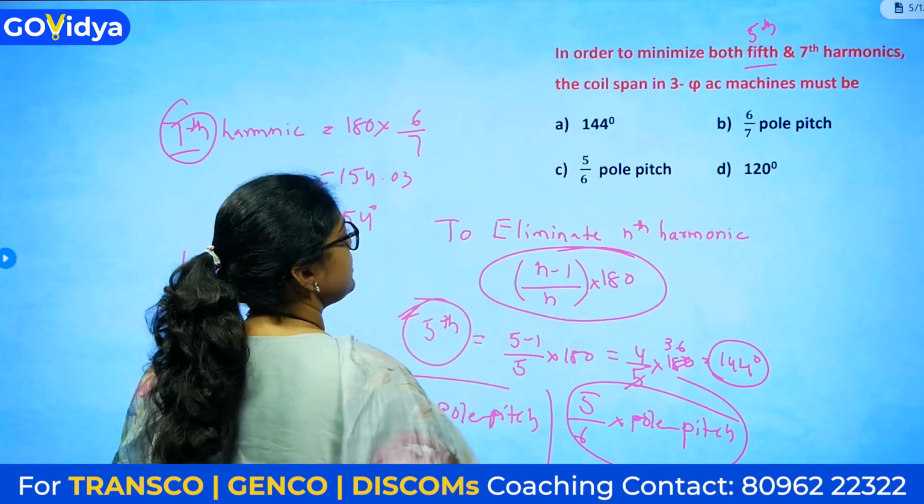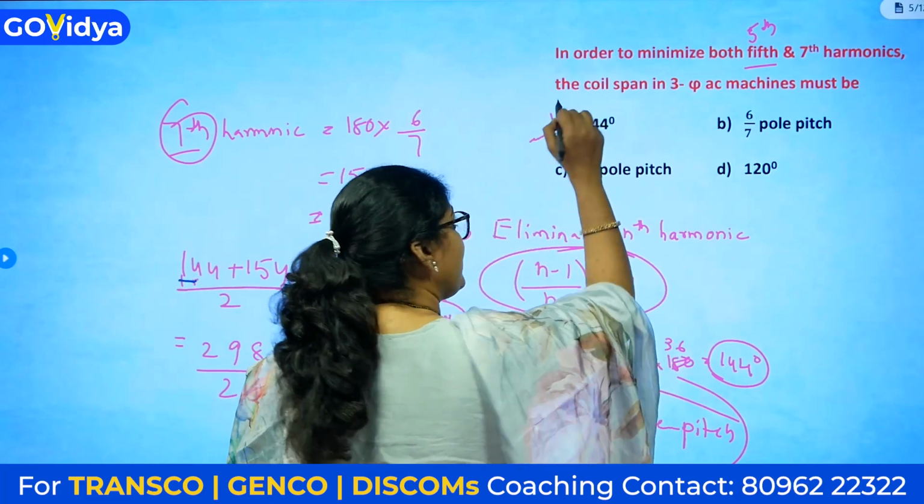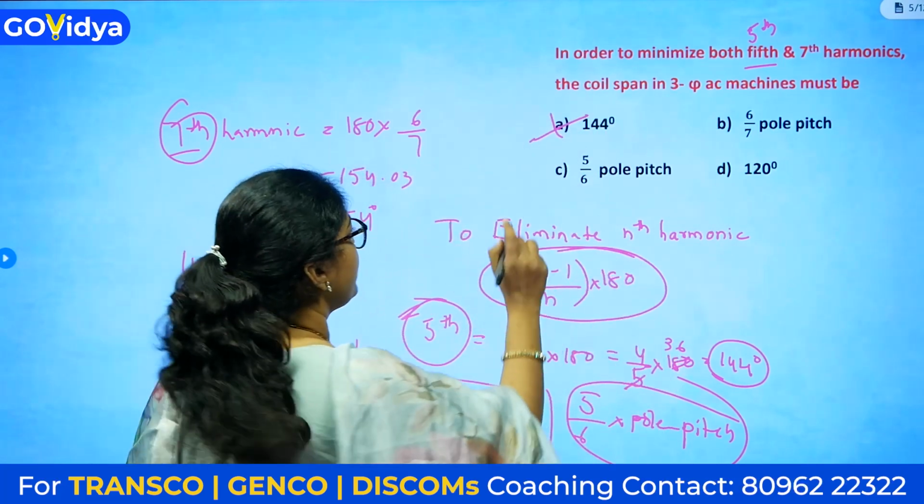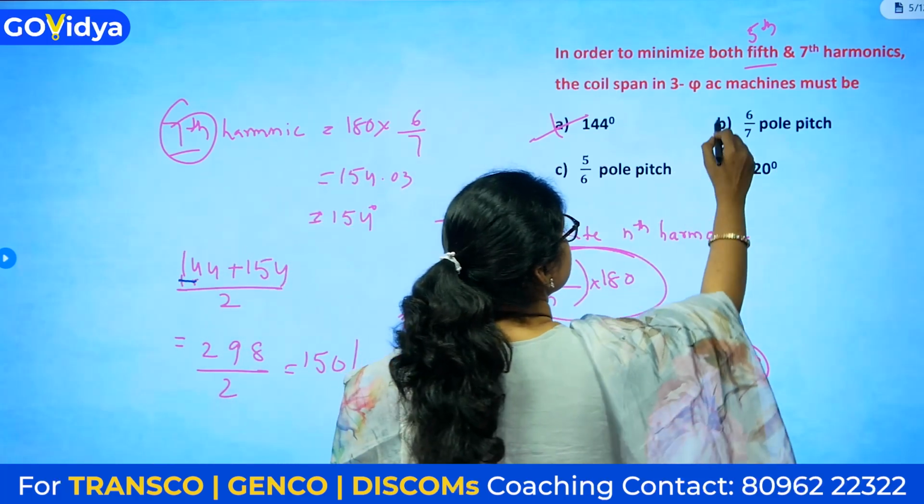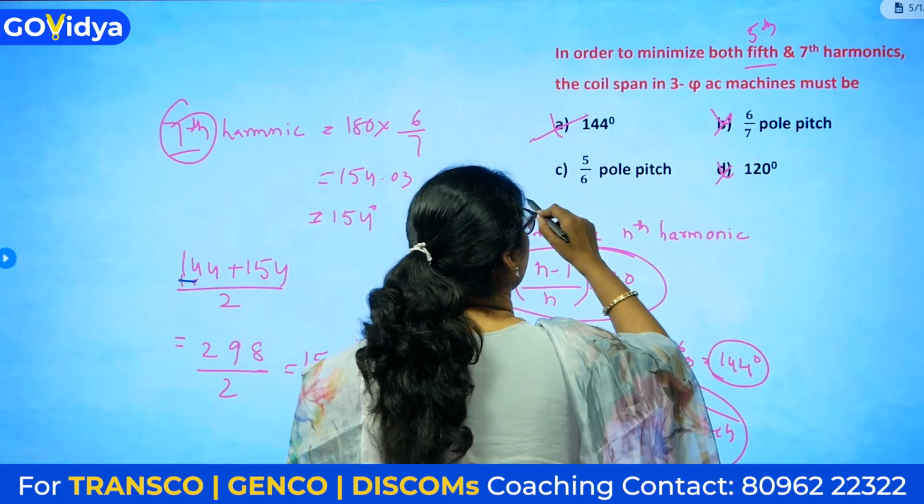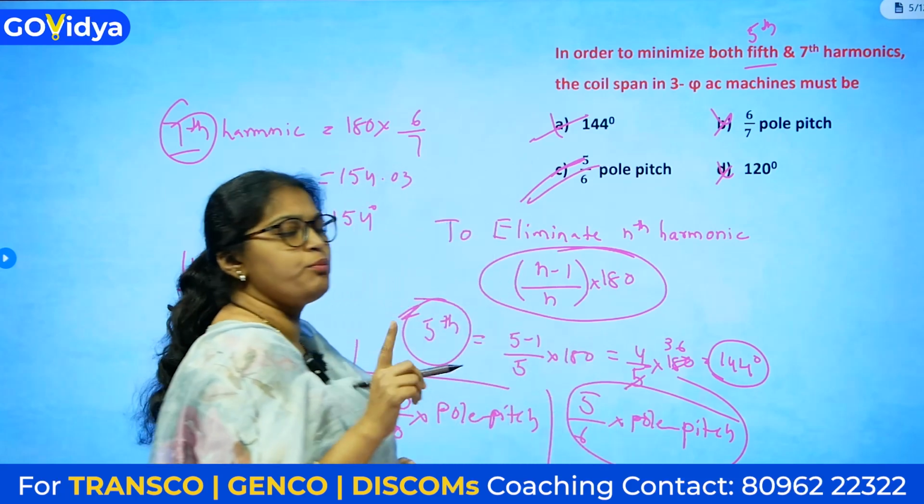If you see option A, 144, no. If you eliminate only the 5th harmonic, you are going to get 144 degrees. 6 by 7, no. 120 is no. So option C, 5 by 6 into pole pitch value.